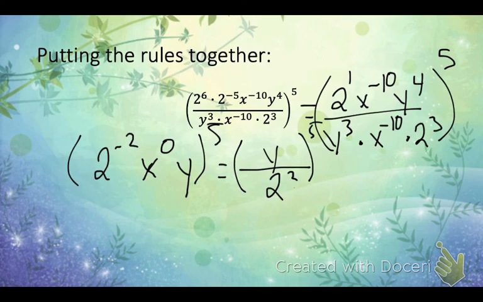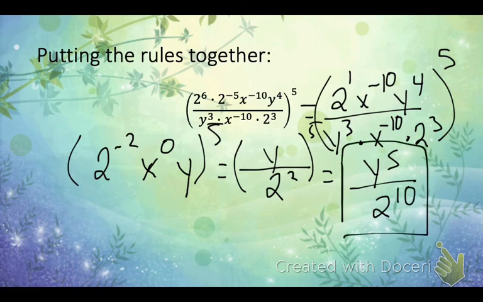So then the last thing I need to do is distribute that 5. And now it's a lot easier to distribute in my opinion. So my answer is y to the 5th over 2 to the 10th. I'm not going to make you simplify 2 to the 10th.